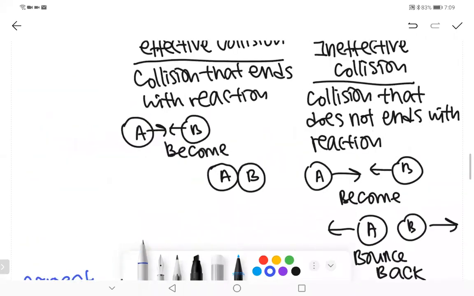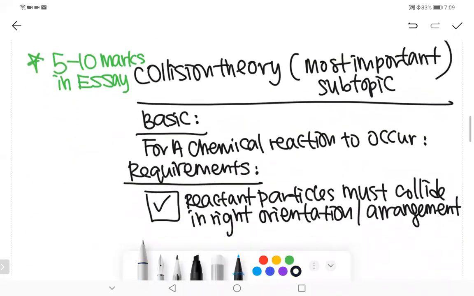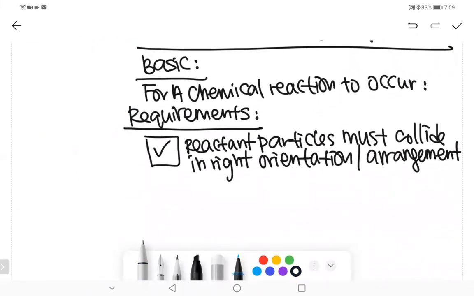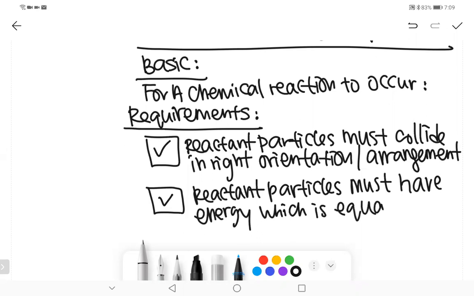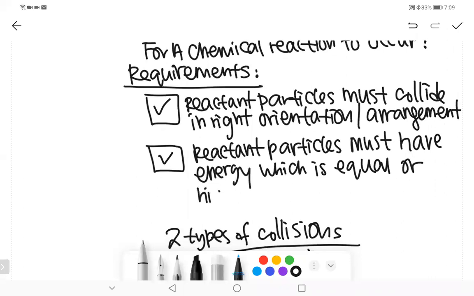Yeah. So if you want to get an effective collision, first and foremost, you must make sure your raw material can collide in a right arrangement. Number 2, you must make sure that your raw material, your reactant particle, must have enough energy. Okay, your raw material must have energy which is equal or higher than a value. This value is called activation energy.